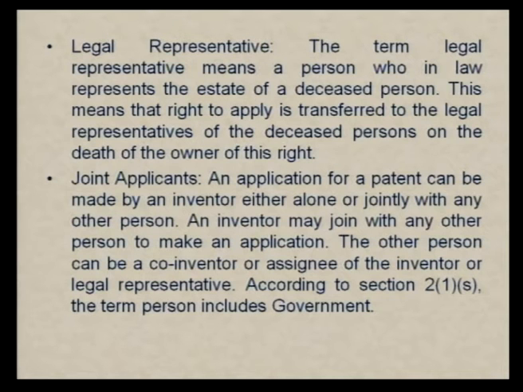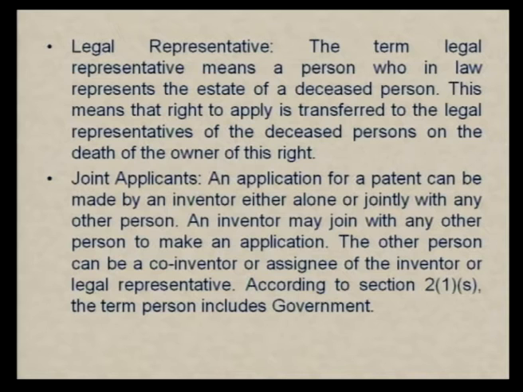The fourth is joint applicants. Now what do we mean by joint applicants? Joint applicants actually mean an application for a patent can be made by an inventor either alone or jointly with any other person. Either the individual itself can apply for a patent or can also apply jointly with a legal representative or a company or a partnership firm.